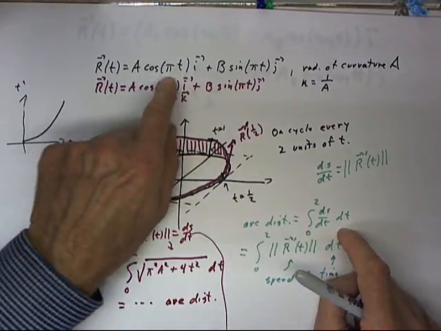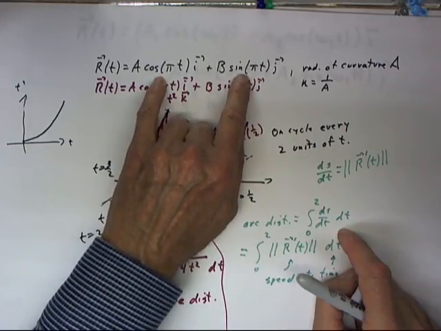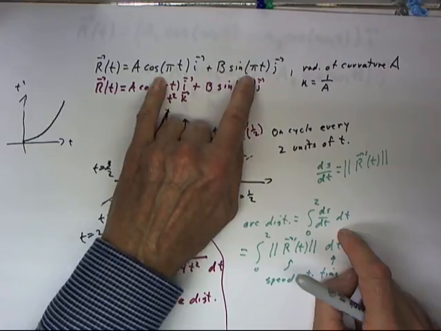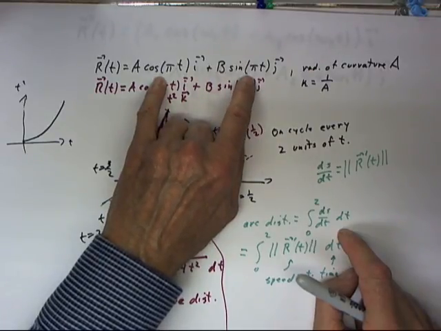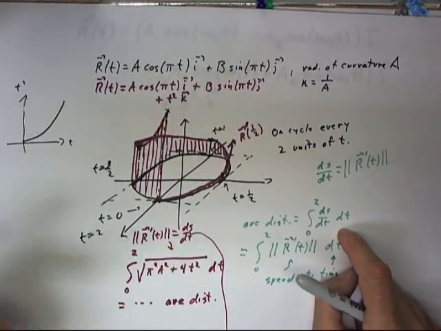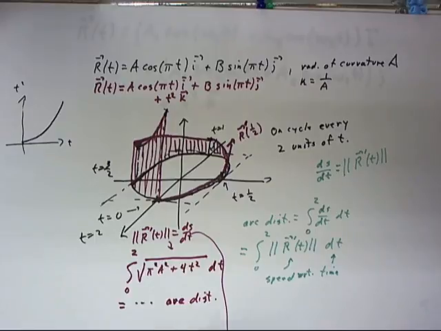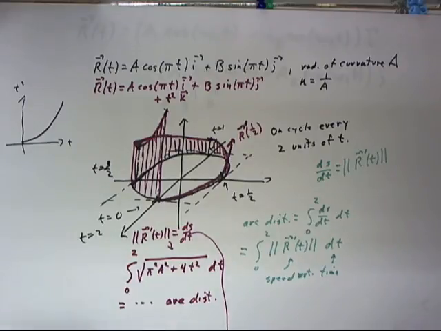Had we integrated for this function, our magnitude would just be, again, if a equals b, our magnitude here would just be pi a. We'd integrate pi a from 0 to 2, and we would get 2 pi a, which is the circumference of a circle of radius a.